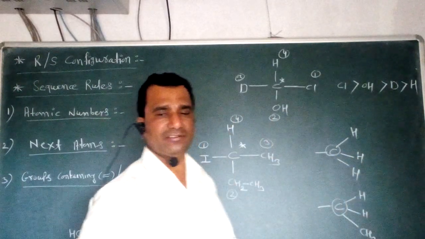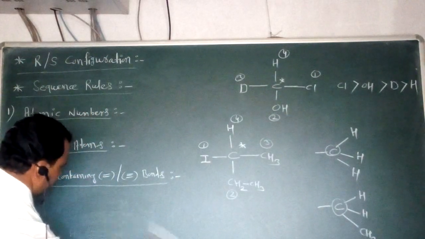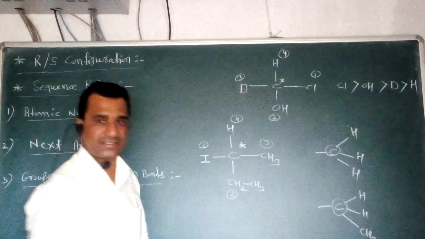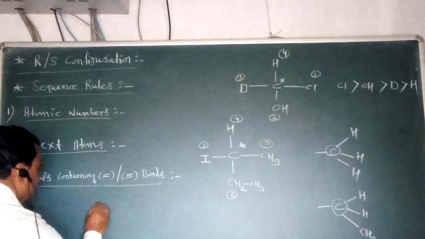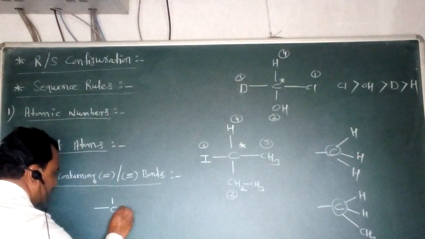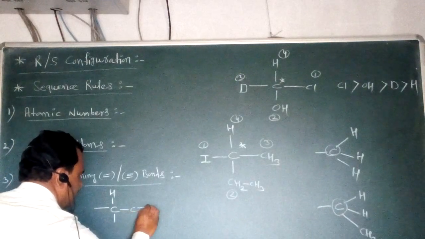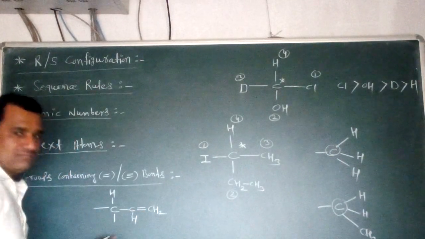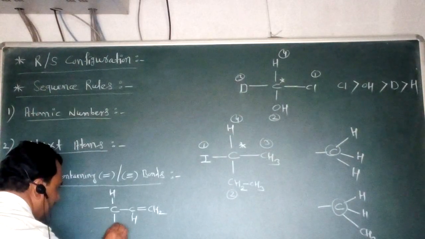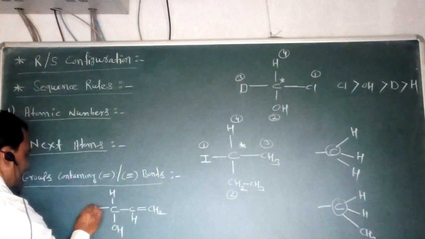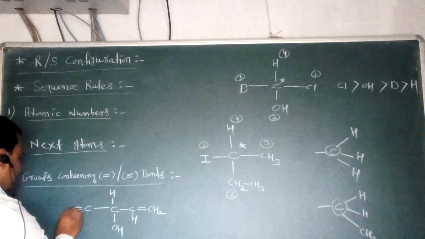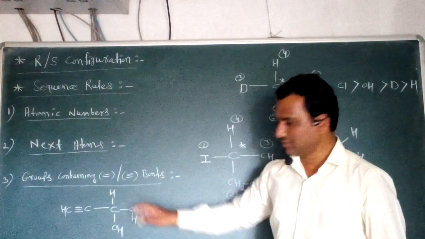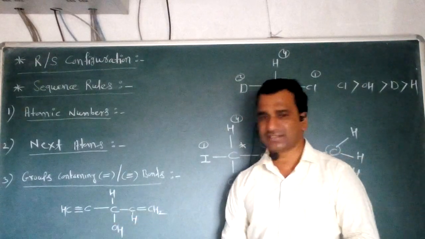Now, in order to study this third sequence rule, suppose I again consider a simple example. Suppose I consider such a chiral center carbon, this is a hydrogen, this is a CH double bond CH2, it is OH, and this is the C triple bond CH. So this is one chiral center, a chiral molecule we have to consider here. The first group attached is hydrogen, the second is CH double bond CH2, the third is OH, and the fourth is C triple bond CH.